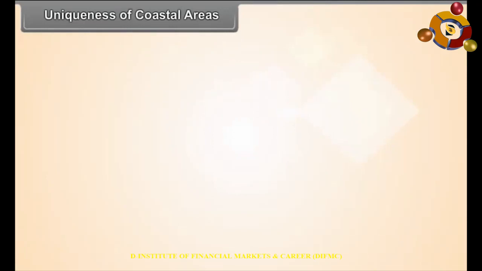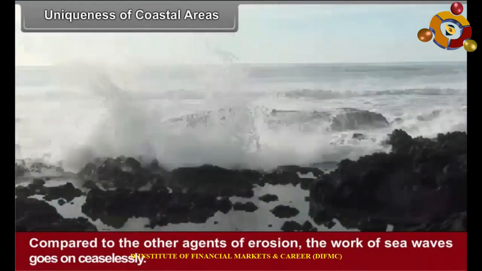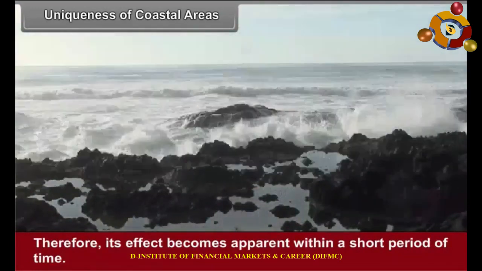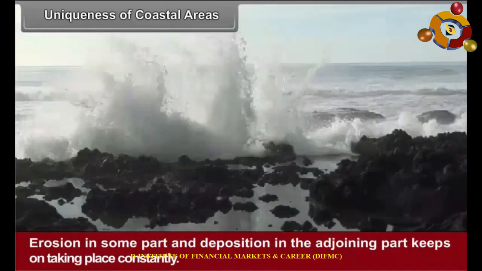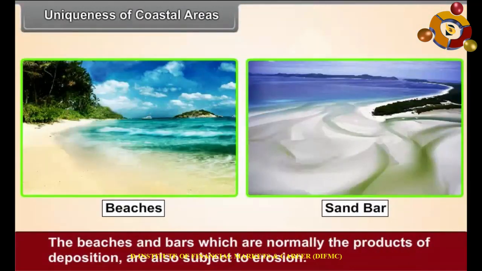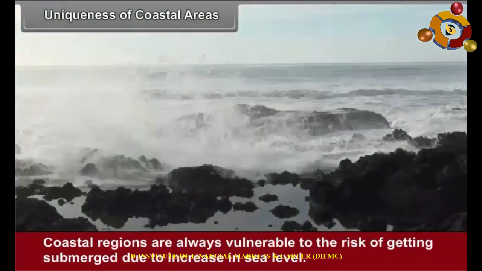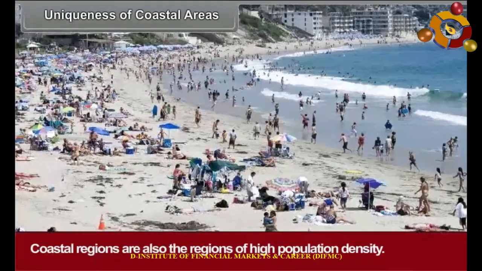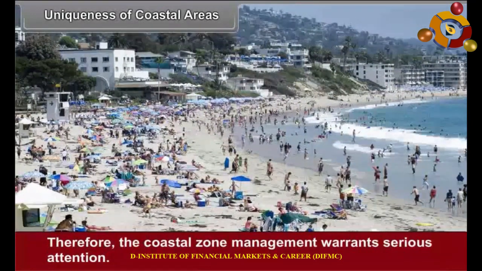Uniqueness of coastal areas. Compared to the other agents of erosion, the work of sea waves goes on ceaselessly. Therefore, its effect becomes apparent within a short period of time. Erosion in some part and deposition in adjoining part keeps on taking place constantly. The beaches and bars, which are normally the products of deposition, are also subject to erosion. Coastal regions are always vulnerable to the risk of getting submerged due to increase in sea level. Coastal regions are also the regions of high population density. Therefore, coastal zone management warrants serious attention.